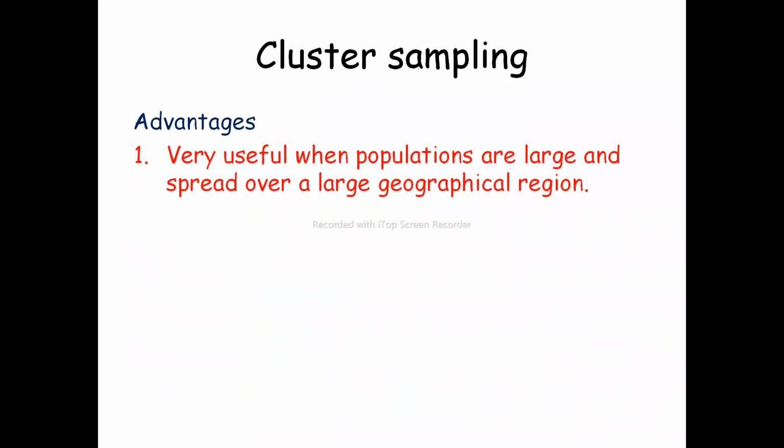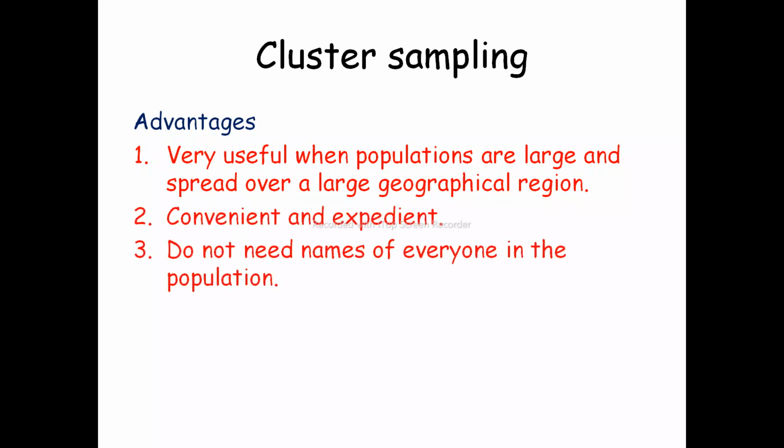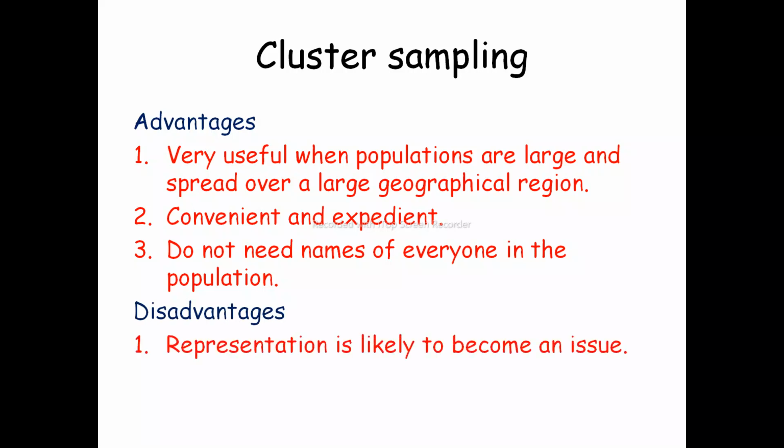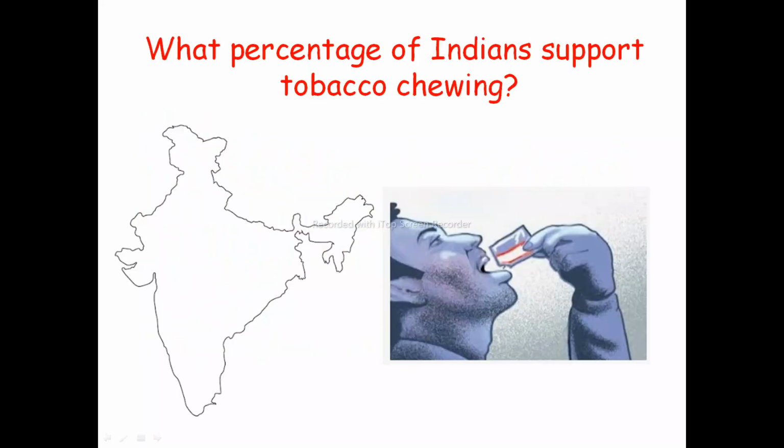Okay. Next, we shall check out some advantages. Very useful when populations are large and spread over a large geographical region. Convenient and expedient. Do not need names of everyone in the population. Let us check out disadvantages. Representation is likely to be an issue.